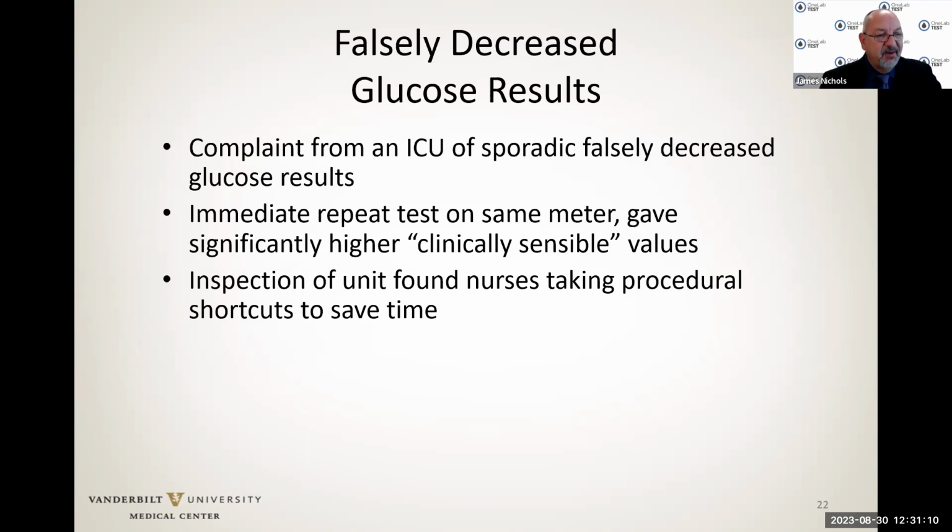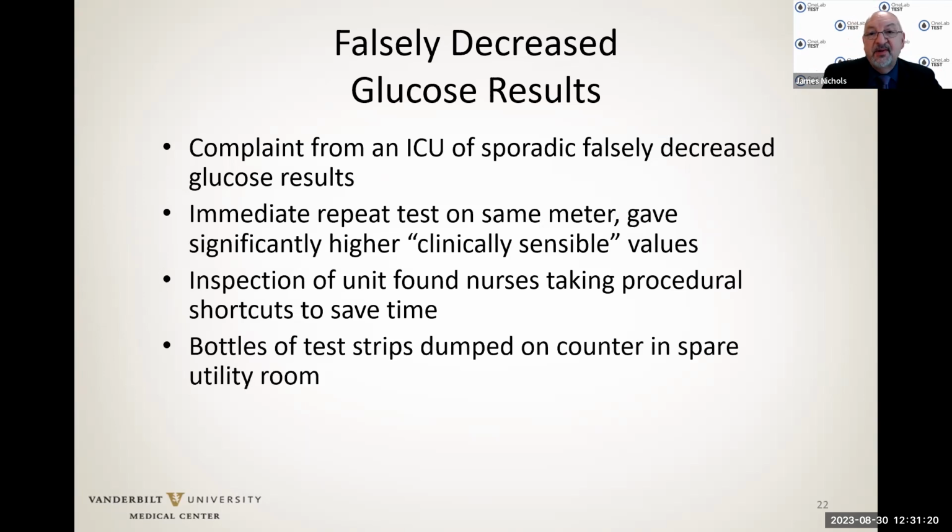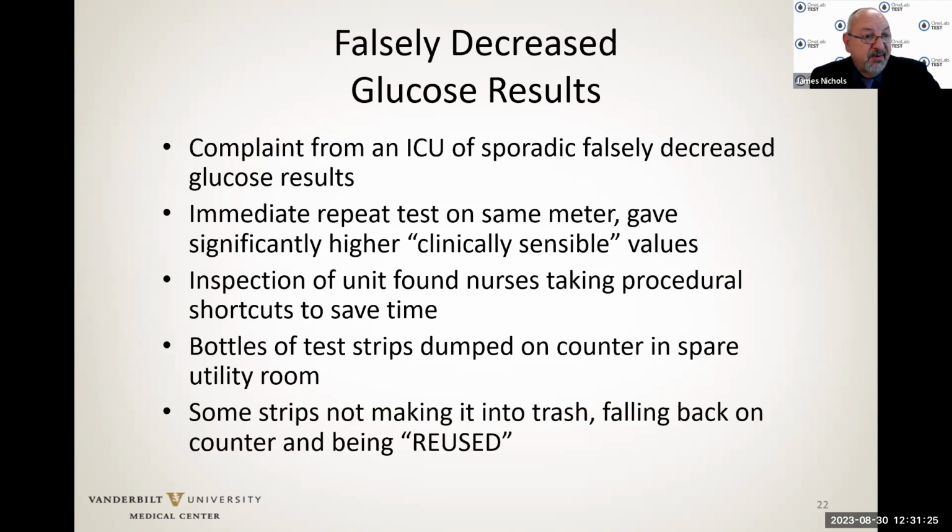So the next nurse who came in to do glucose testing and brought a sample would sometimes pick up a new test strip, other times pick up a used test strip. And what we found out was that bottles of test strips were being dumped and the used test strips were being reused. And I think you can appreciate that there are enzymes on these glucose test strips, and those enzymes and chemicals would be consumed in the first test, and a second test would give clinically much lower test results.